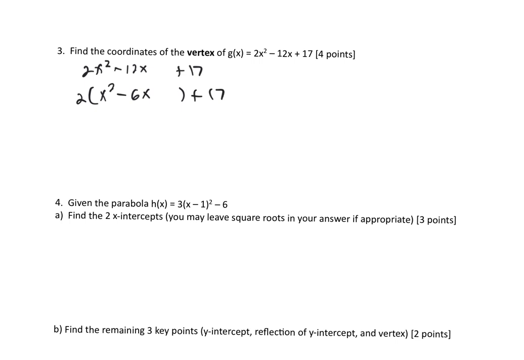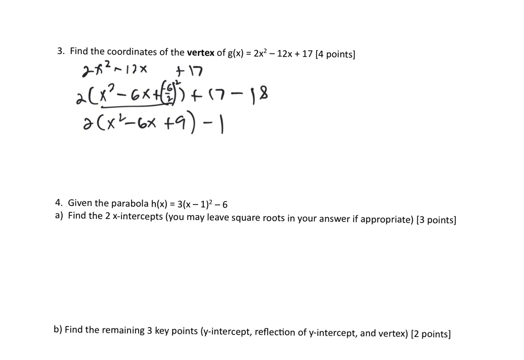Now, the goal here is to make this inside here into a perfect square trinomial. And so what we have to add here is negative 6 over 2 squared, which is really just negative 3 squared, or 9. But if we're adding 9 inside here, then we're really adding 2 times 9, or 18, and that means that to offset that, we have to subtract 18 out here. And so now we have 2 times x squared minus 6x plus 9, minus 1.